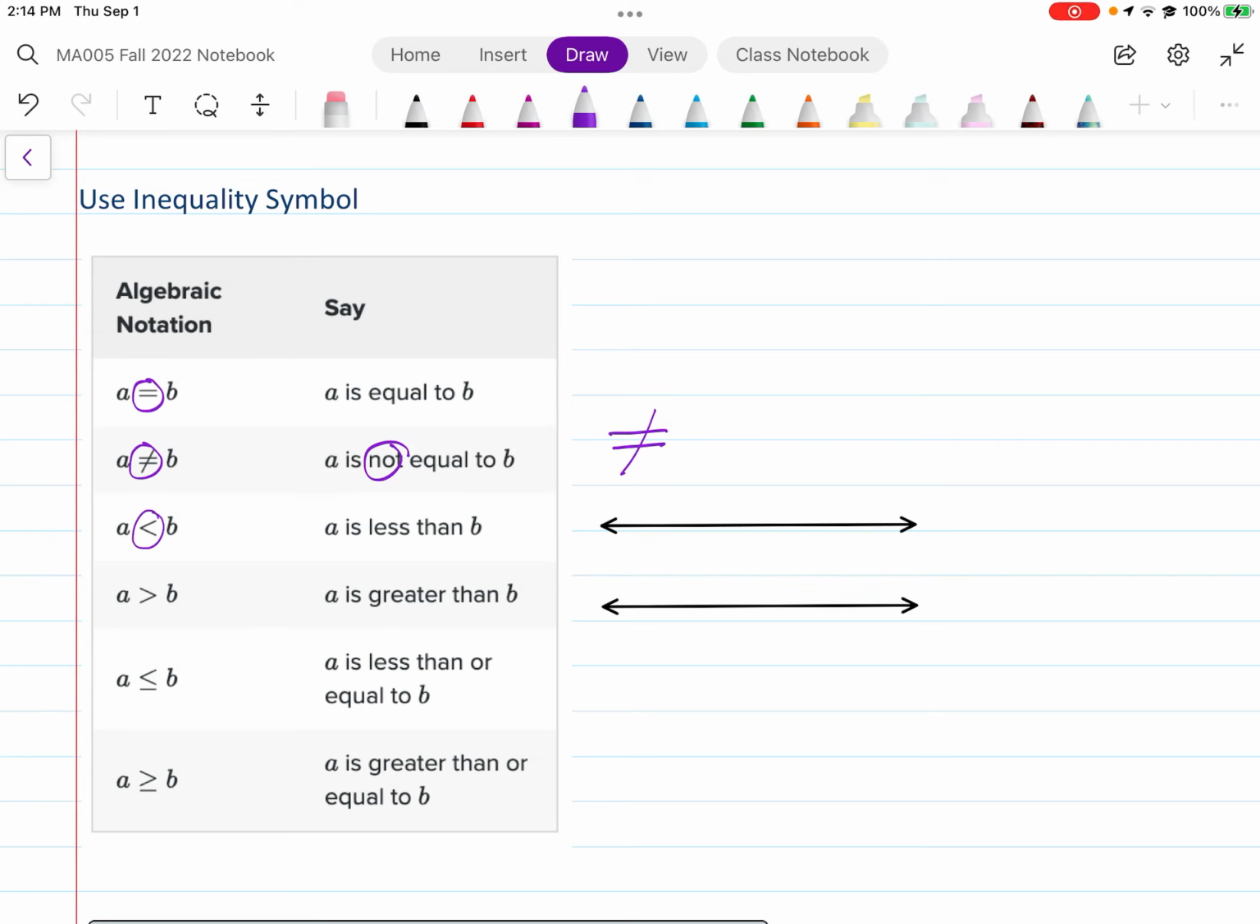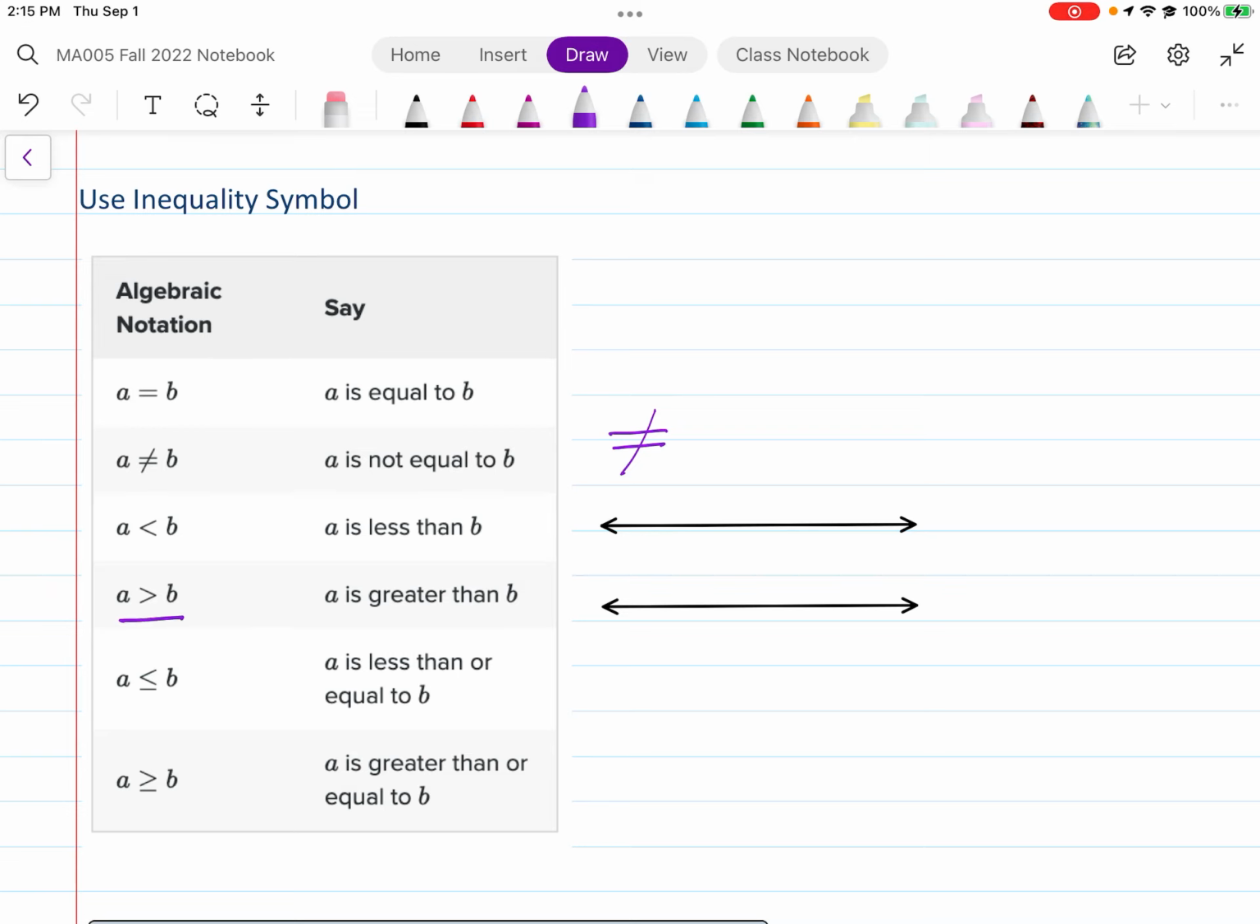This symbol means less than. And that's how you say it. A is less than B. However you want to remember that, I used to remember it by the small side is next to the smaller number, and the wide open side is next to the bigger number. And I think that's how it was originally meant to describe things.